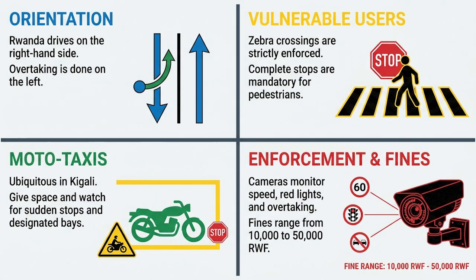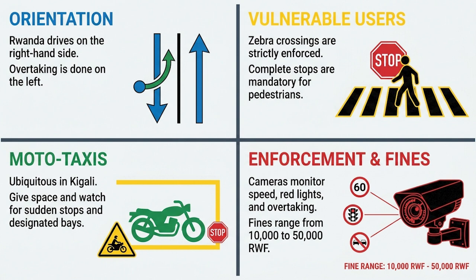So, the crucial first step is understanding the basic ground rules. In Rwanda, orientation really matters. You drive on the right-hand side of the road, which obviously means overtaking is strictly done on the left. Next up, zebra crossings. These are absolutely sacred in Kigali. A complete stop is absolutely mandatory the exact second a pedestrian steps out. And finally, you just have to respect the moto taxis. They are literally everywhere. You've got to give them plenty of space and constantly anticipate sudden stops or quick maneuvers near their designated bays.